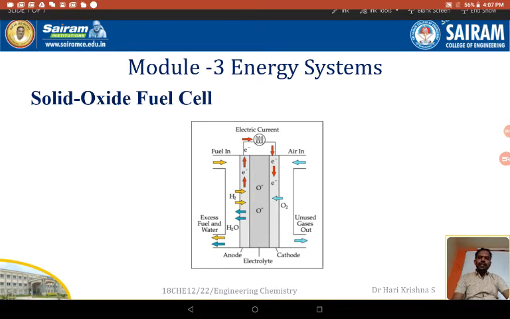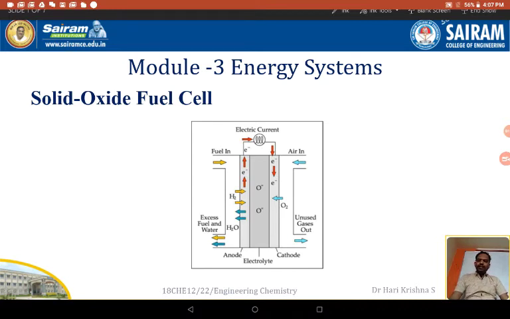So let us see the electrochemical reactions occurring, the anode and cathode used, advantages, limitations and applications of solid oxide fuel cell. It is called a solid oxide fuel cell mainly because the electrolyte used here is a solid oxide. That is the reason it is called a solid oxide fuel cell.